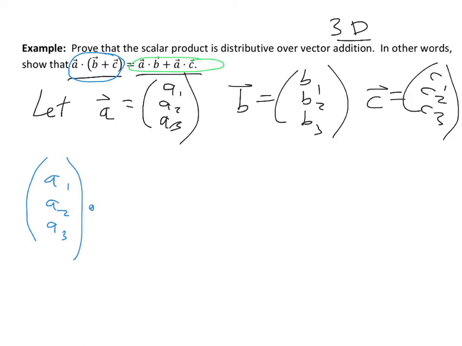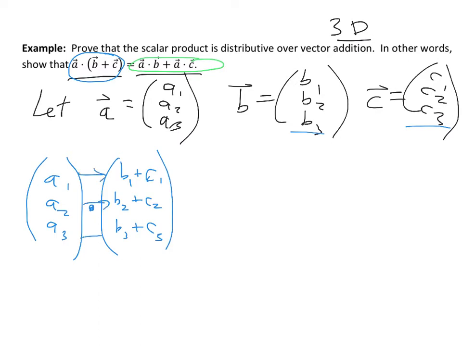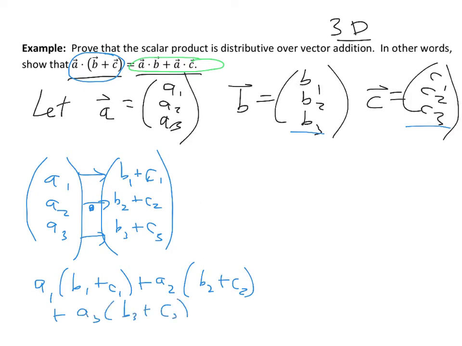So if I was going to do the left-hand side first, I would be leaving A1, A2, A3 out here, and then doing the dot product of that with the B vector plus the C vector. And so when I add those together, I'd wind up with B1 plus C1, and then B2 plus C2, and B3 plus C3, right? To do the dot product, I would just multiply these things straight across. This is, again, not going to be pretty, but we can do this. So this would be A1 times B1 plus C1, plus A2 times B2 plus C2, and then plus A3 times B3 plus C3. Okay, so now we've got a sense of what the left-hand side is.